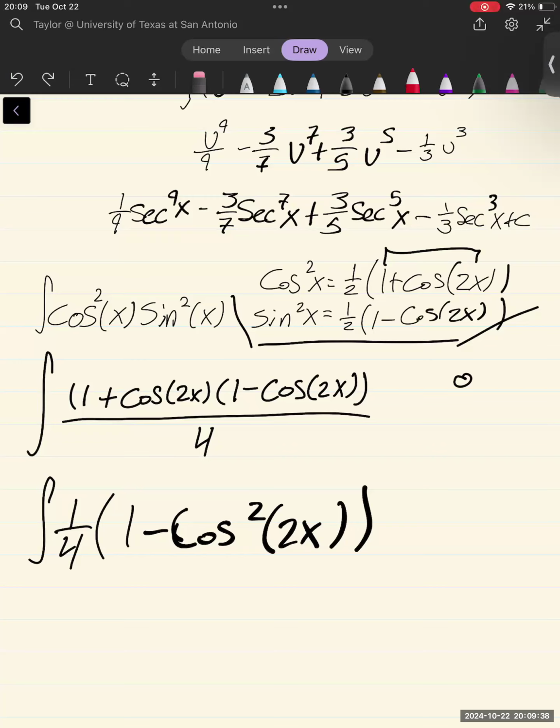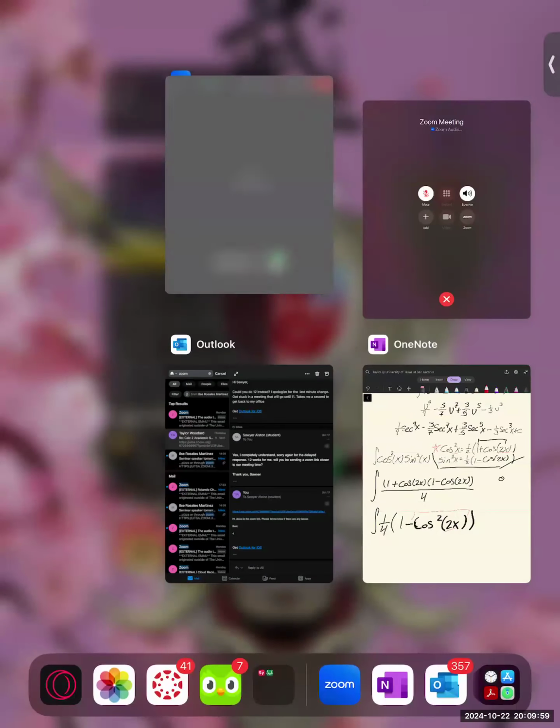So instead, I'm going to use the same identity that I used up here for this term. Just pay attention here. Cosine squared x equals 1/2 1 plus cosine 2x. So in this case, I have cosine squared 2x again. Oh, it froze. Dang it. Should be coming back.